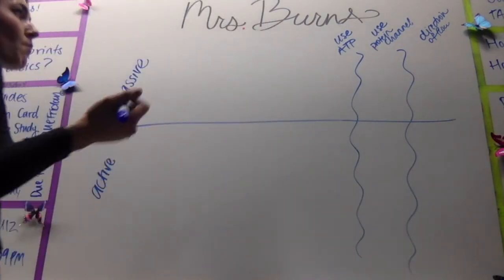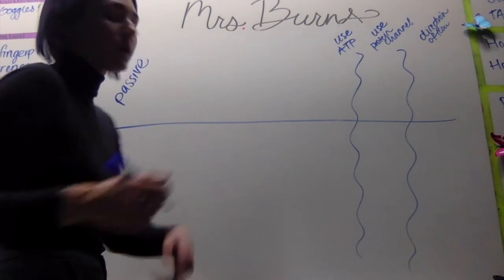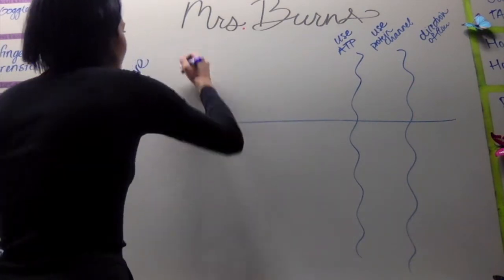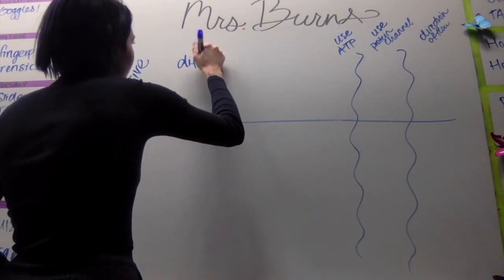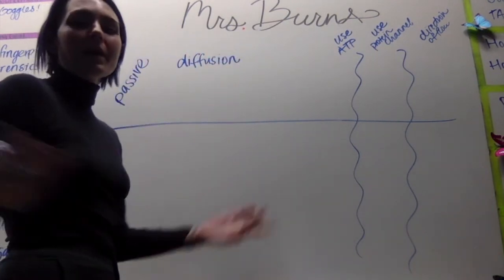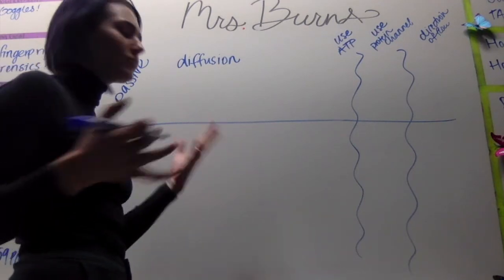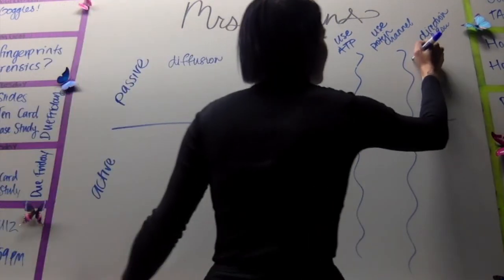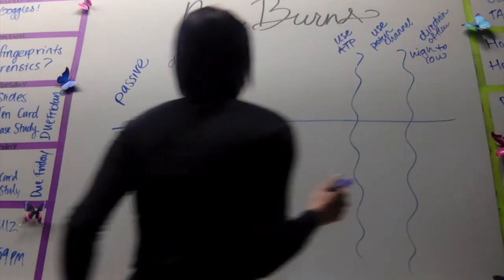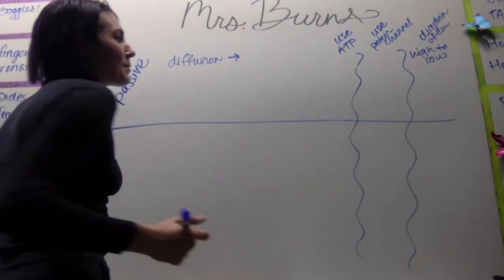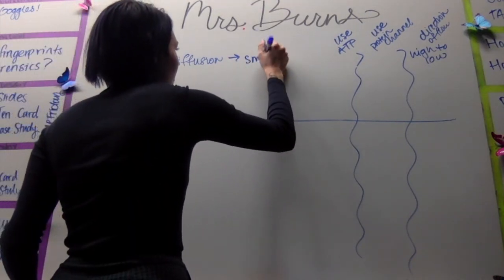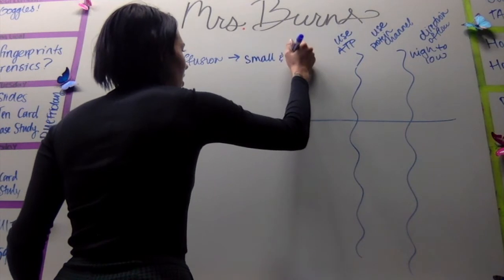Okay. So, one of the most passive forms of cell transfer is just diffusion. And remember, diffusion is just the way that molecules naturally will travel. They go high to low. And diffusion is capable of going across the cell membrane if they are small molecules and they're non-charged.